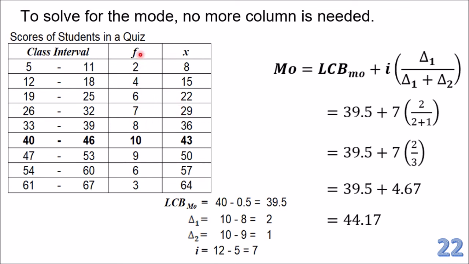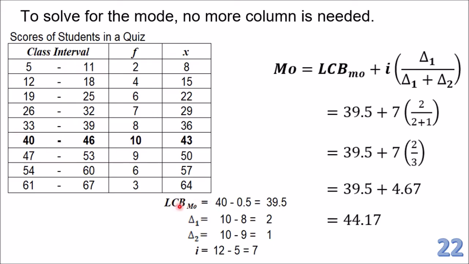Now, just look at the F. Ano yung pinaka-highest dito na number sa frequency? We have the 10 here. 10, ito yung ating mode of the modal class. So, ibig sabihin, ang modal class natin ay 40 to 46. Ito yung group na tinatawag nating modal class. Dito nabilong yung ating mode.